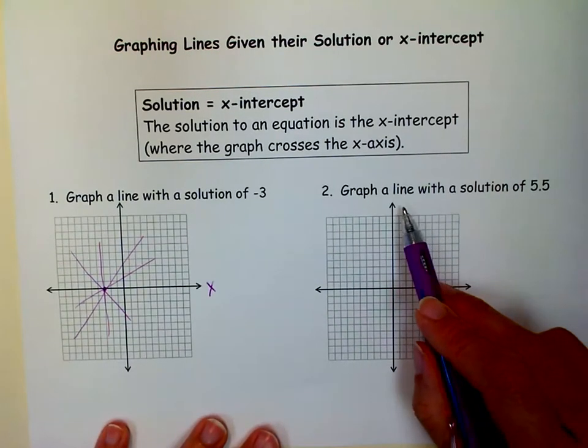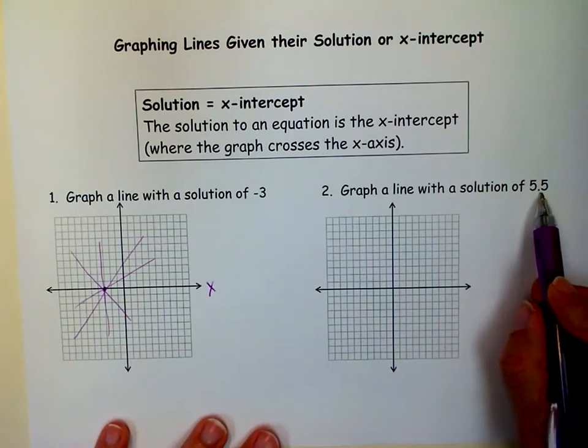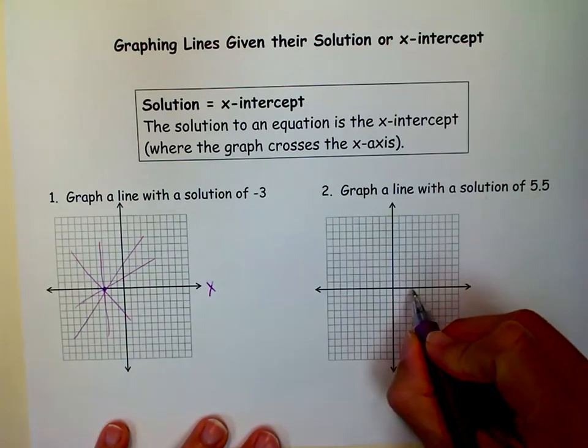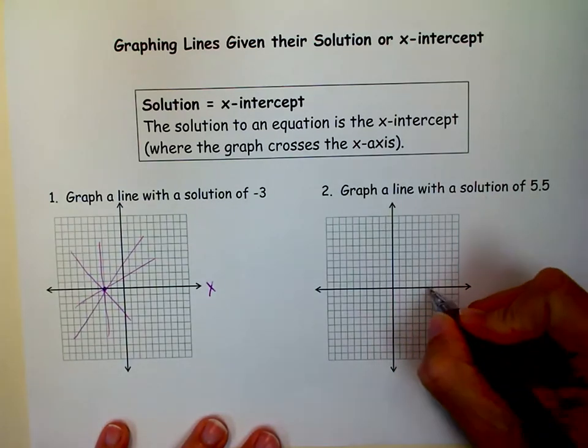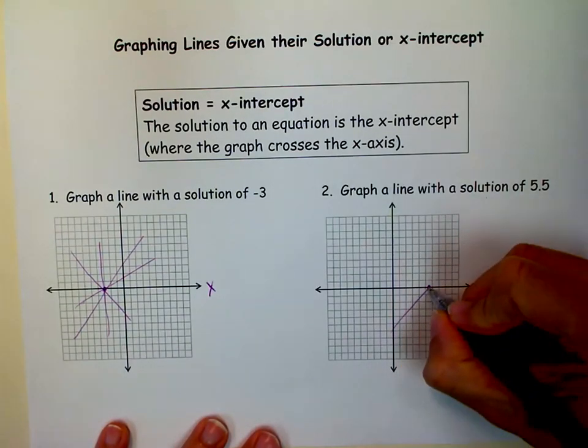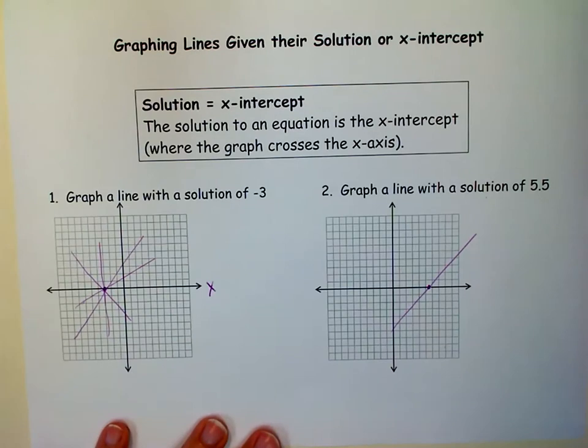So over here, we're asked to graph a line with a solution of 5.5. So that's the x-intercept of 5.5. So 1, 2, 3, 4, 5, 6. Well, 5.5 is right in between 5 and 6. So I just graph a line that goes through that point.